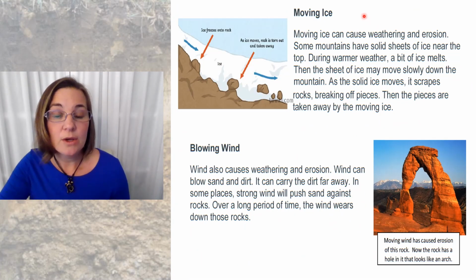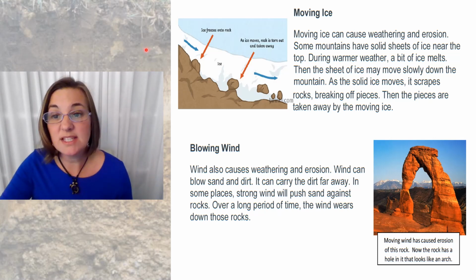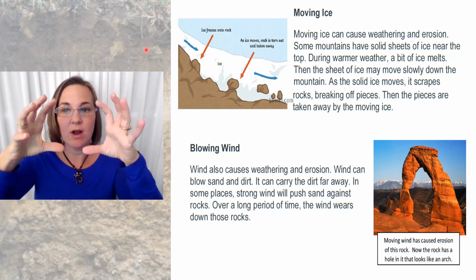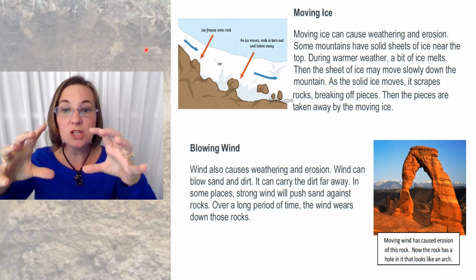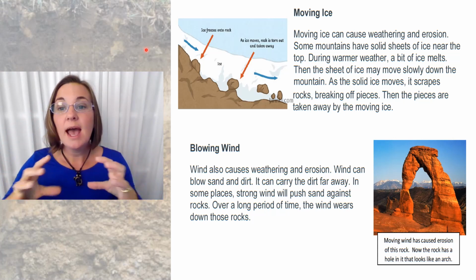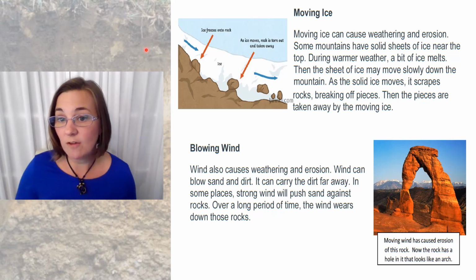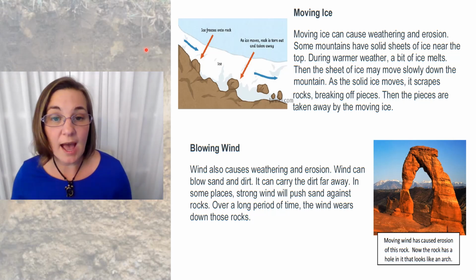Moving ice. Moving ice can cause weathering and erosion. Some mountains have solid sheets of ice near the top. During warmer weather, a bit of ice melts. Then the sheet of ice may move slowly down the mountain. As the solid ice moves, it scrapes rocks, breaking off pieces. Then the pieces are taken away by the moving ice.